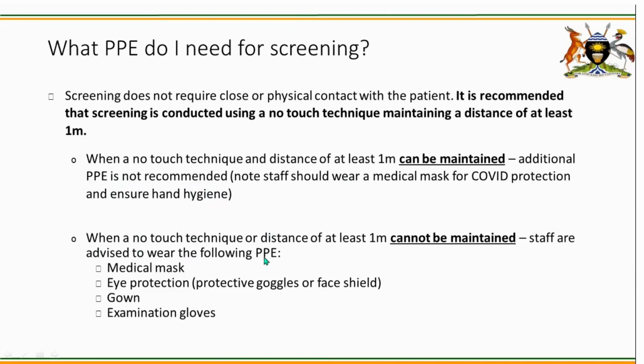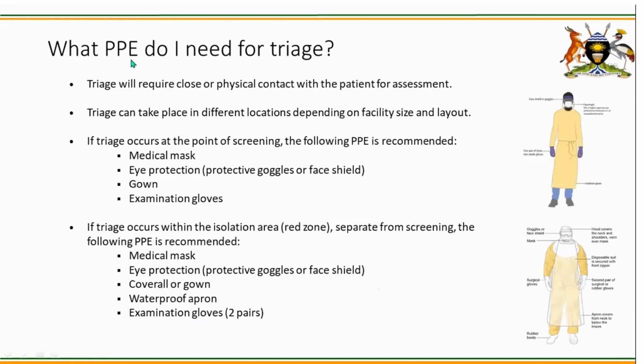When a no-touch technique or a distance of 1 meter cannot be maintained, in this case, you advise the staff to wear appropriate PPE: a medical mask, eye protection, gown, and examination gloves. That can be used during the screening process at your facility entry. So what PPE do I need for triage?